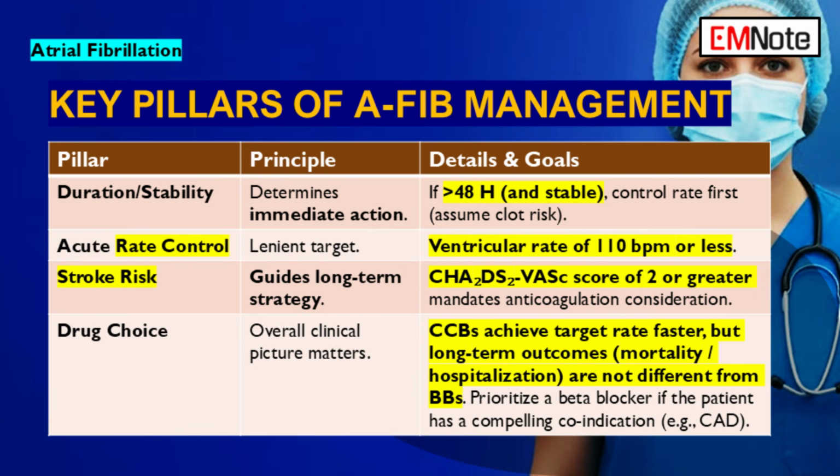It suggests that if the patient has another reason to be on a beta blocker, say coronary artery disease, you should probably prioritize that one. You should prioritize the beta blocker, even if it takes a little longer to titrate the rate. It allows you to focus on the overall clinical picture, not just the race to a number.